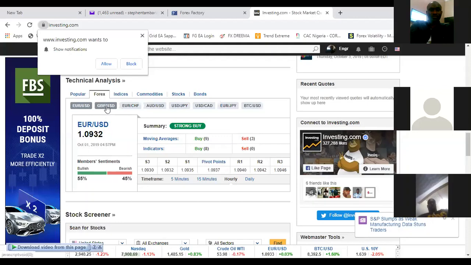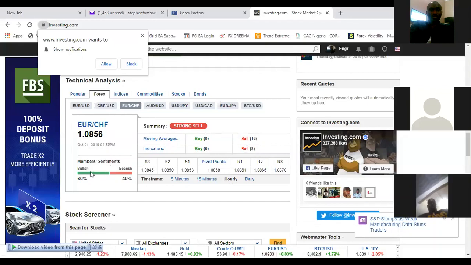Now, if you go to GBP US dollar, it's telling you strong buy because both of them are correlated. That's what we call correlated pairs. You will see that slide. Now you go to Euro Swiss, it's telling you strong sell. The reason is, look at it, they say moving averages, 12 are telling you that it will sell. Indicators are saying it will sell.